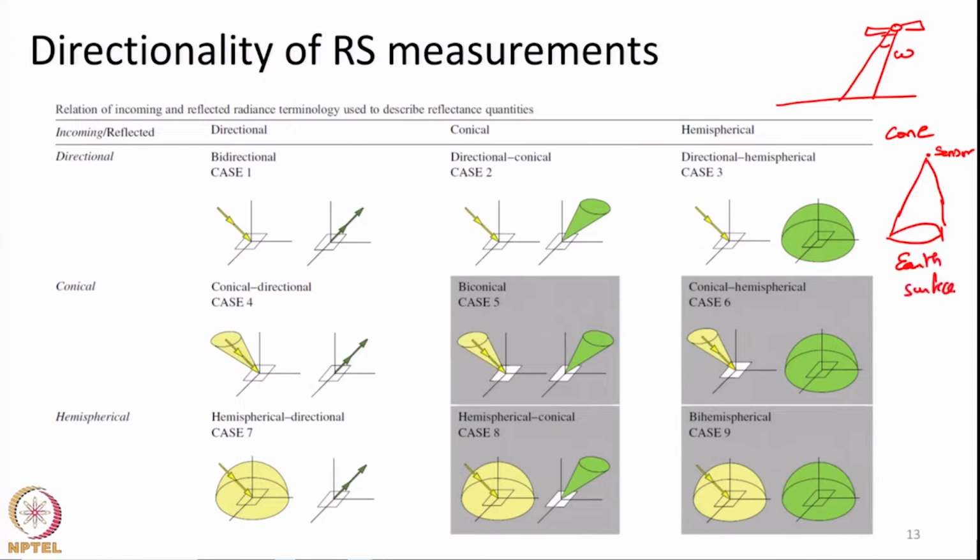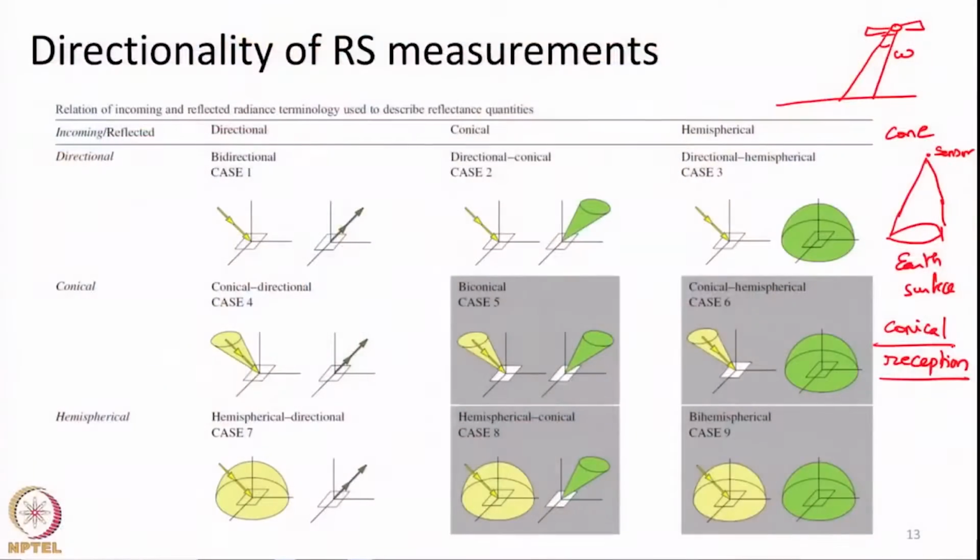So, this suggests that most of the measurements that we do with any remote sensing sensors essentially will have a form of conical reception. Conical reception in the sense the sensor will be collecting energy that is coming out from that particular cone, that is, that solid angle, as we defined it, is kind of like a cone. So, whatever energy is there within the cone, it will reach the sensor. That is explained in the cases here where the reflected energy is conical.